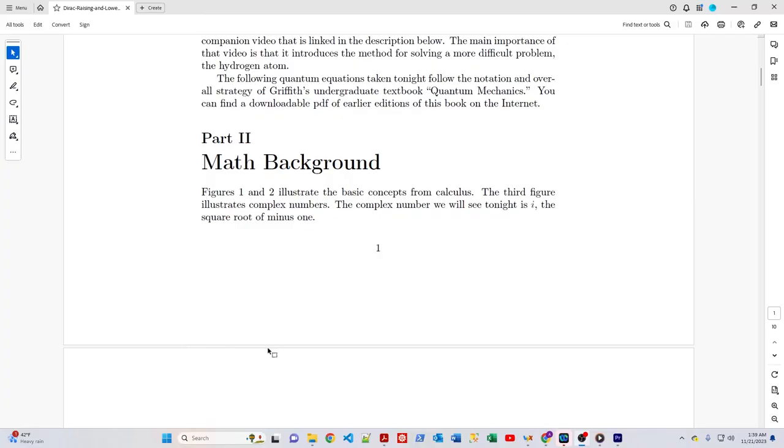The equations I'm presenting follow the notation from and the overall strategy of Griffith's undergraduate textbook, Quantum Mechanics, and you can probably find a downloadable PDF version of this book on the internet. So let's dive into the mathematics. We're going to use certain basic concepts from calculus, differentiation and integration, complex numbers.